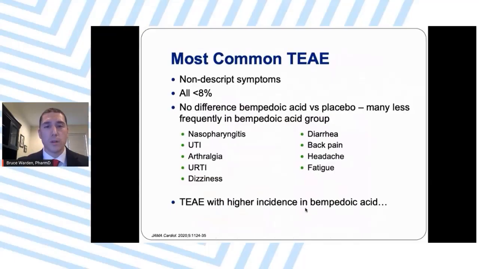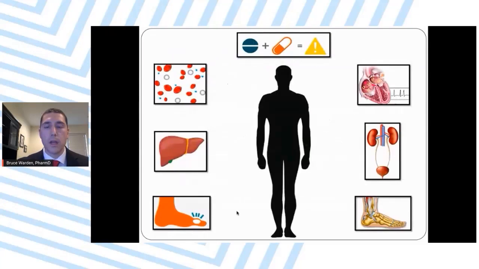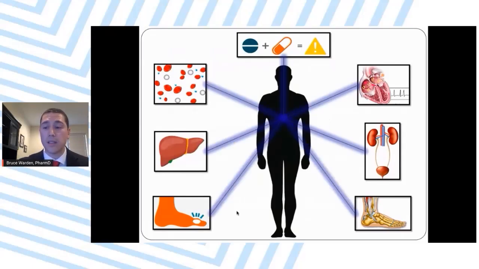When we look at overall treatment side effects, the most common ones that we see really occur very rarely, less than 8% of total patients, and they're nondescript symptoms, or symptoms that you're going to see in any randomized controlled trial. Nasopharyngitis, dizziness, fatigue, and really no different from what we see in placebo. But what I want to spend a portion of time evaluating now are what side effects actually occur at a higher incidence in the bempedoic acid group. And I've broken these down by organ system, and we'll start with drug interactions, cardiovascular, renal, tendon, gout, hepatic, and then blood dyscrasias.